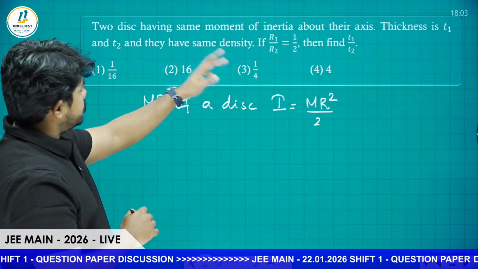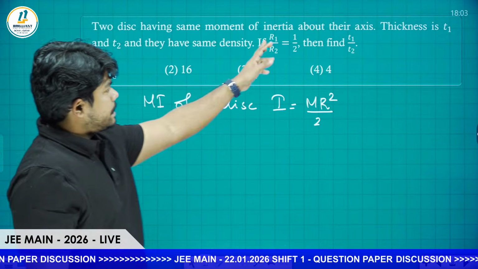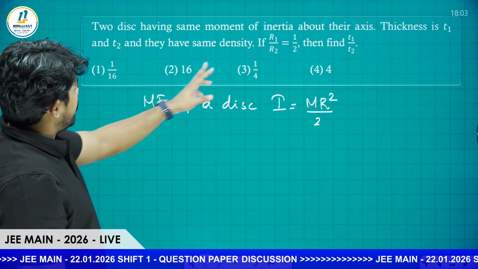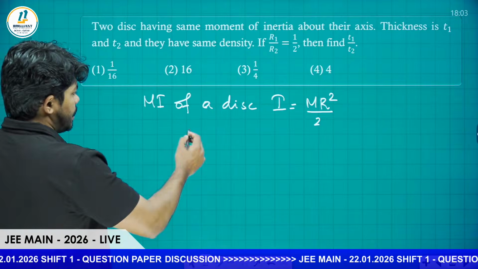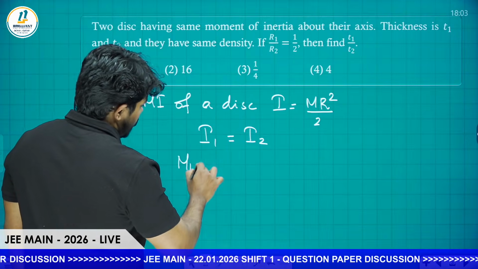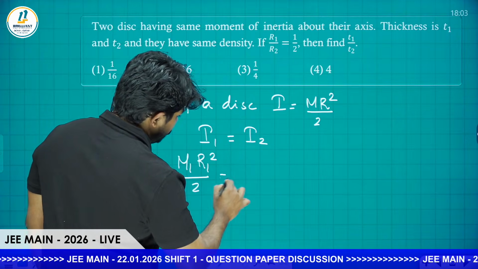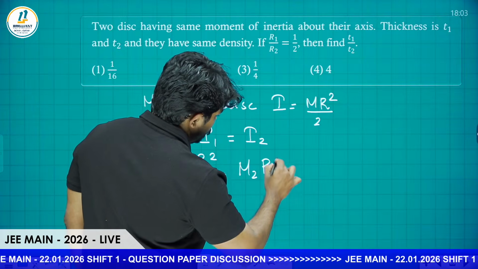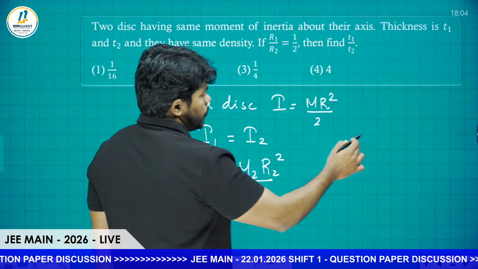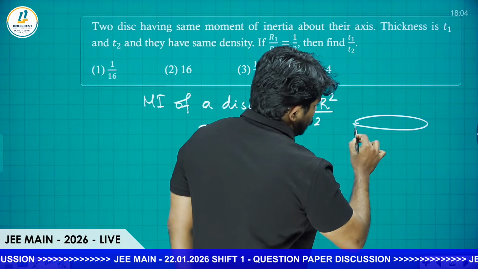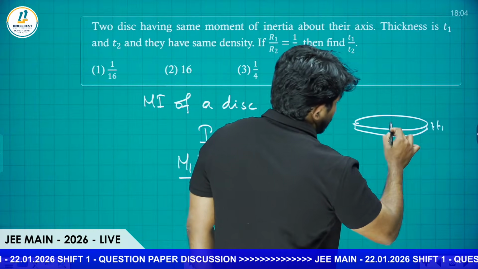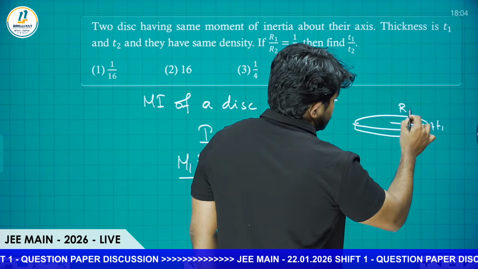There are two discs, and both moments of inertia are equal, but obviously the radii are different and the thickness is different, and the density is given as the same. So we can write I1 equal to I2, so M1 R1 square by 2 equals M2 R2 square by 2. We have to find thickness, right? So imagine a somewhat thicker disk with thickness T1 and radius R1.